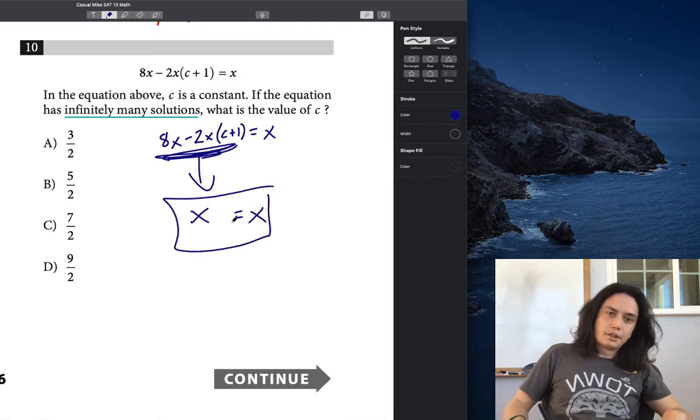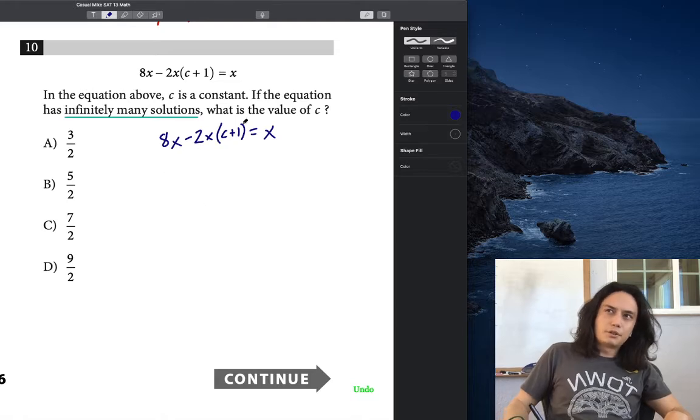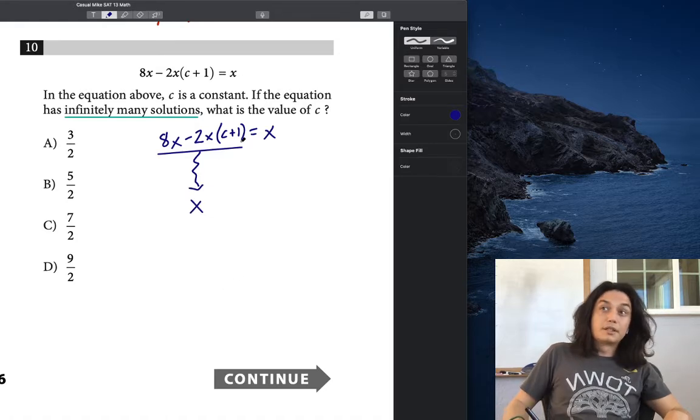that has infinitely many solutions. So to say that again, because we know that this has infinitely many solutions, c needs to be the kind of number so that this whole big annoying thing whittles down and simplifies to just x. Because if that happens, then x is x, and then we have infinitely many solutions.